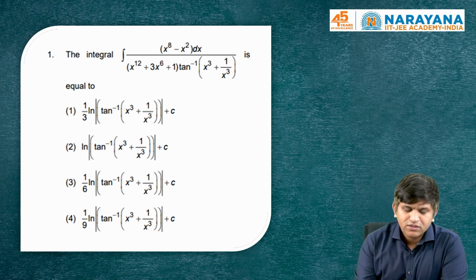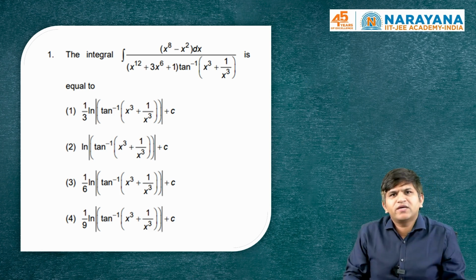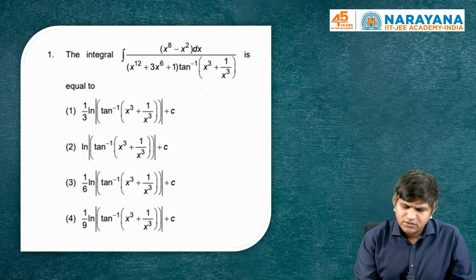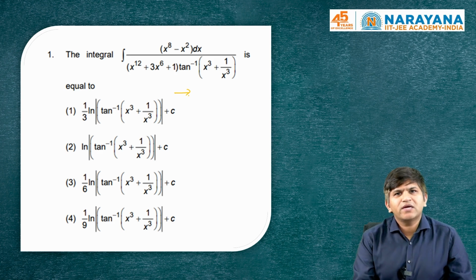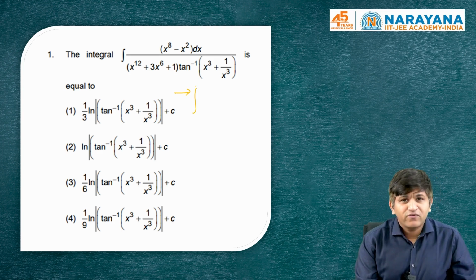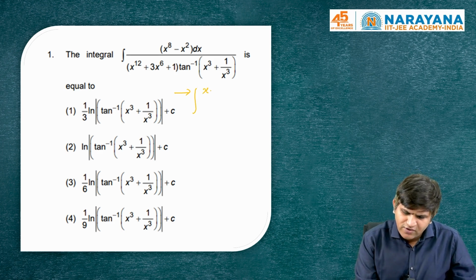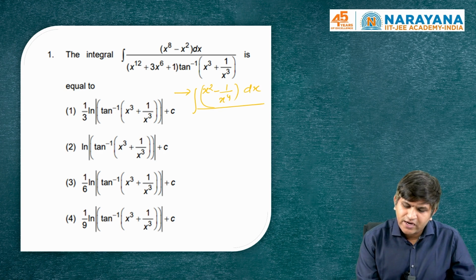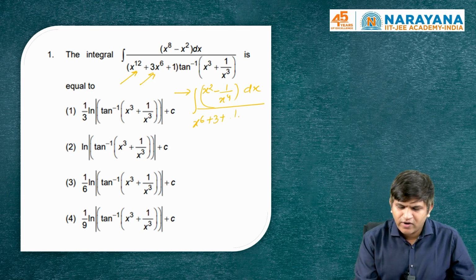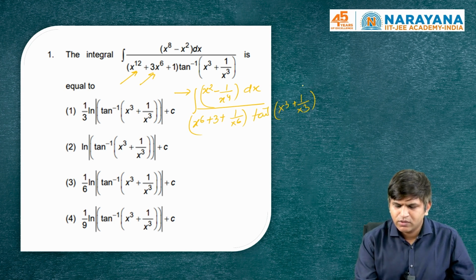In this first question, which is based on indefinite integration, we are going to use the method of substitution. We start by dividing x^6 in the numerator and the denominator. In the numerator we get (x^2 - 1)/x^4 dx as it is, and in the denominator, dividing by x^6, we get x^6/x^6 + 3 + 1/x^6, and tan inverse of (x^3 + 1/x^3) as it is.